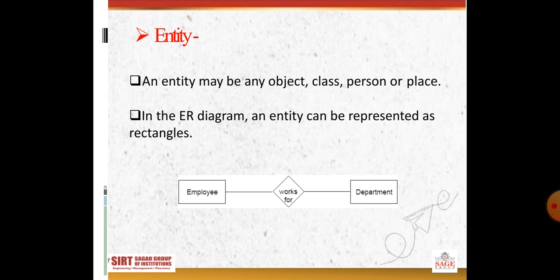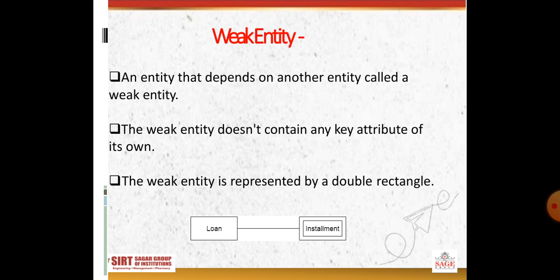First, an entity. An entity may be an object, class, person, or a place. In ER diagram, entity is represented as rectangle. As given below in the diagram, there are two entities, employee and department, and it connects with a relationship: employee works for department. Weak entity. An entity that depends on another entity is called weak entity. An entity that cannot depend, it is independent, this entity is called strong entity.